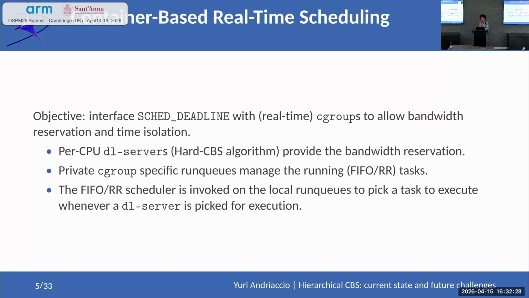How is it done? Basically, the idea is to interface sched deadline with the C groups to allow bandwidth reservation and time isolation. We use the deadline servers mechanism, but instead of the deferred one, we don't use deferring. We have one deadline server per CPU, very similar to the fair deadline servers. We have private C group specific run queues to manage the tasks, and so the scheduler is invoked recursively. When you pick the deadline server, then you invoke the FIFO scheduler.